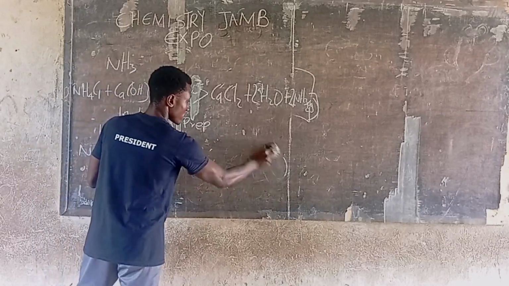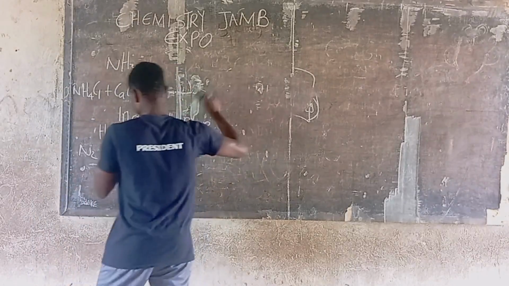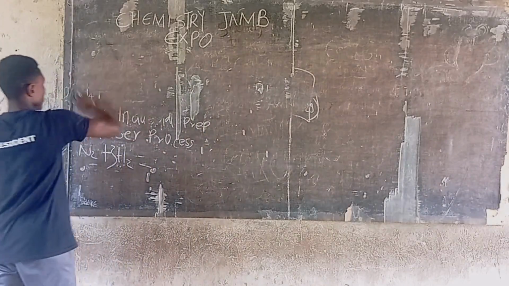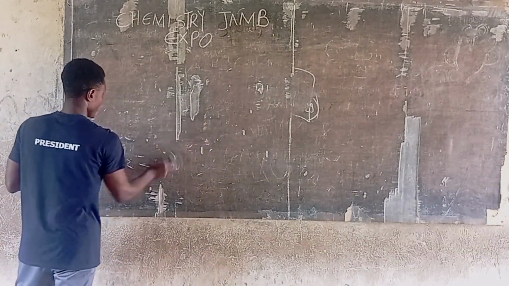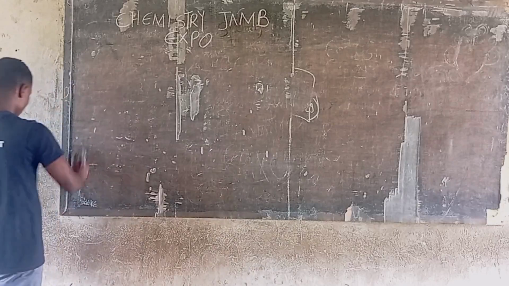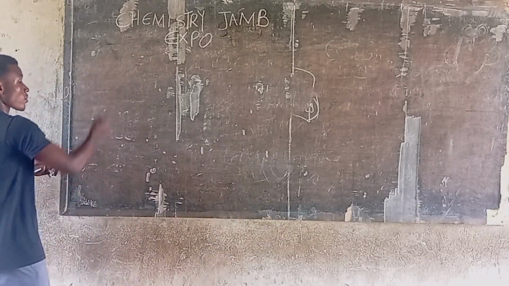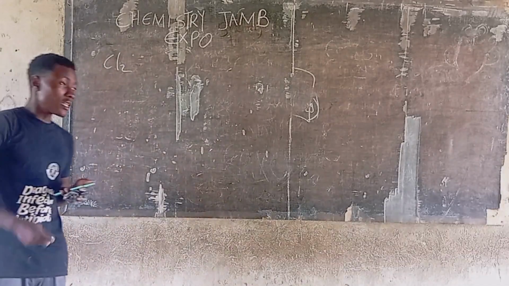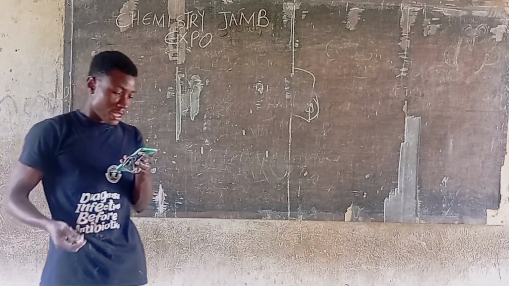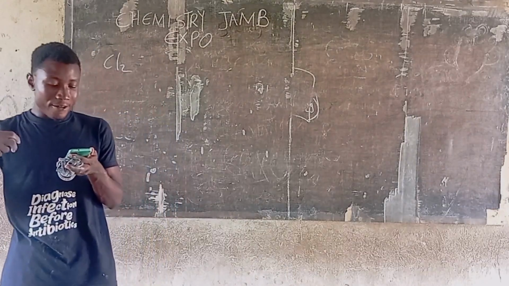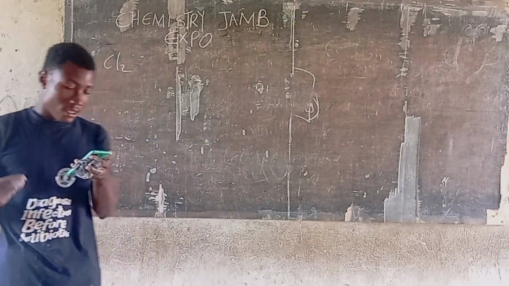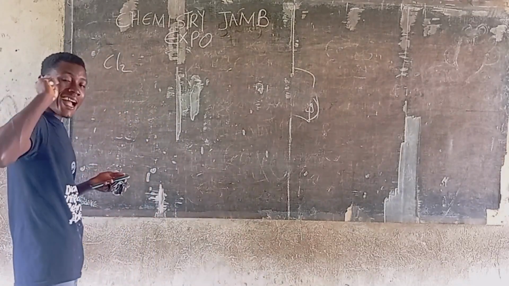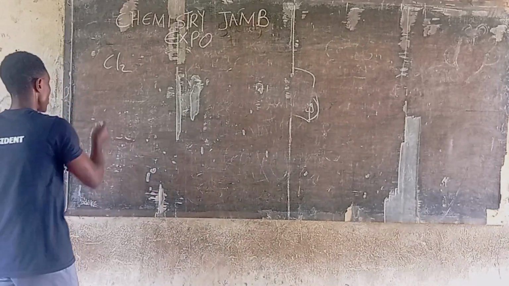the chlorine. Preparation of chlorine. You have the preparation of chlorine. So chlorine is Cl2. Am I correct? So for the preparation of our chlorine, the laboratory preparation of chlorine is simply heating, reacting manganese oxide with concentrated hydrochloric acid.